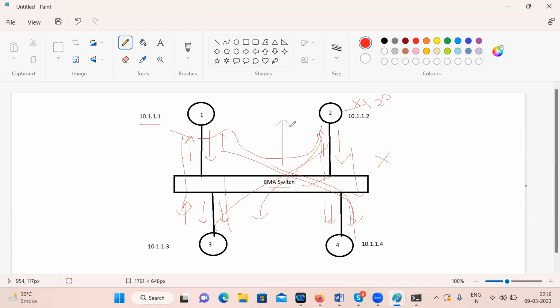If you have 50 routers or 500 routers connected in this topology, what will happen? Getting my point? That means this has become a non-manageable network. To make it manageable in such a topology, they came up with the concept of DR and BDR, the designated router and the backup designated router.